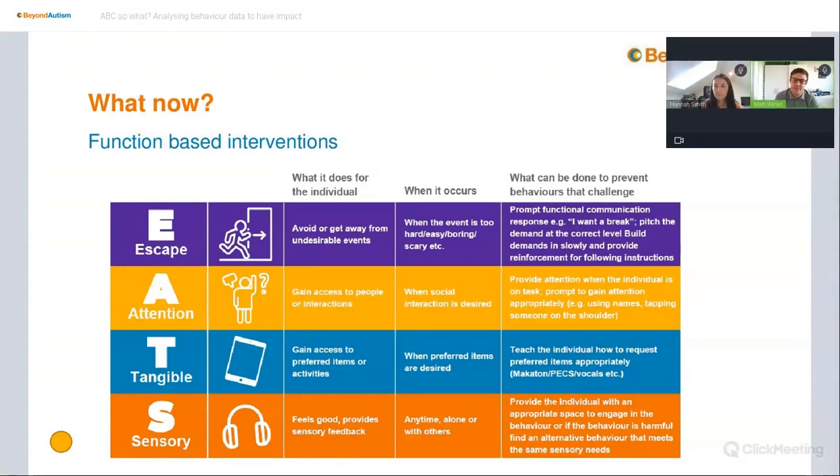And then finally, for a sensory function, we're only looking to intervene on those kinds of behaviours if they're really creating a barrier for that person being able to access education or social interactions, or if they're harmful. And if they're harmful, it might be that we can think of alternative behaviours that still meet that same sensory function. And that would be the only time that we'd be looking to intervene on any sensory behaviour.